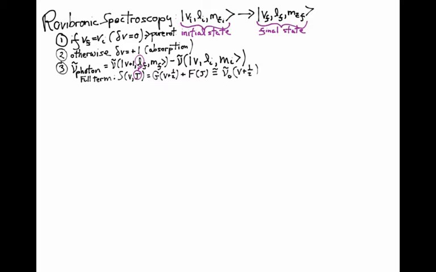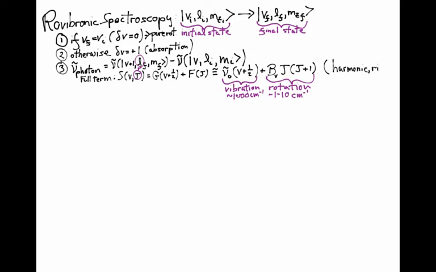So that's approximately equal to the vibration wave number, the characteristic wave number of the vibration, times the quantum number V plus a half, plus the B value, which we're going to specify is associated with a particular quantum number V, but basically it's a constant, times this quantum number J times J plus 1. So that's the vibrational part, and it's of order 1,000 wave numbers, and this is the rotational part, and it's of order 1 to tens of wave numbers. So the vibrational number is much, much bigger, and this specific case is for the harmonic rigid limit.